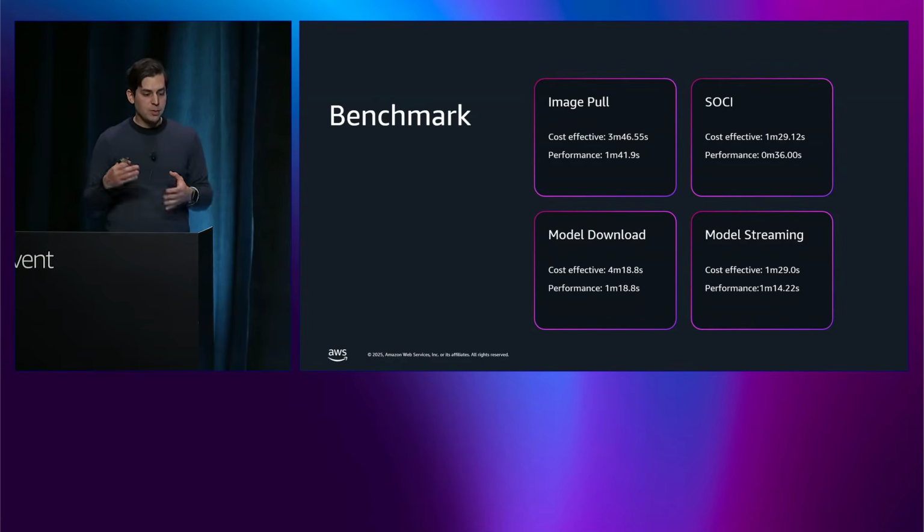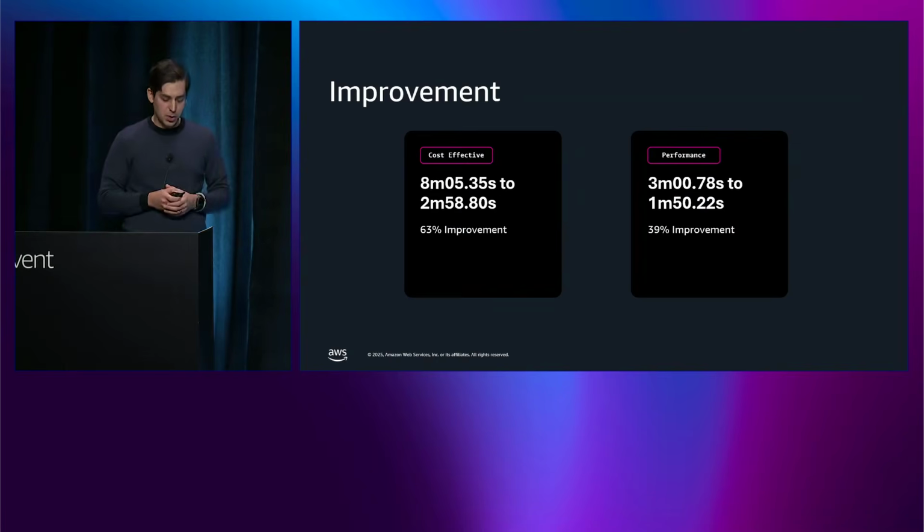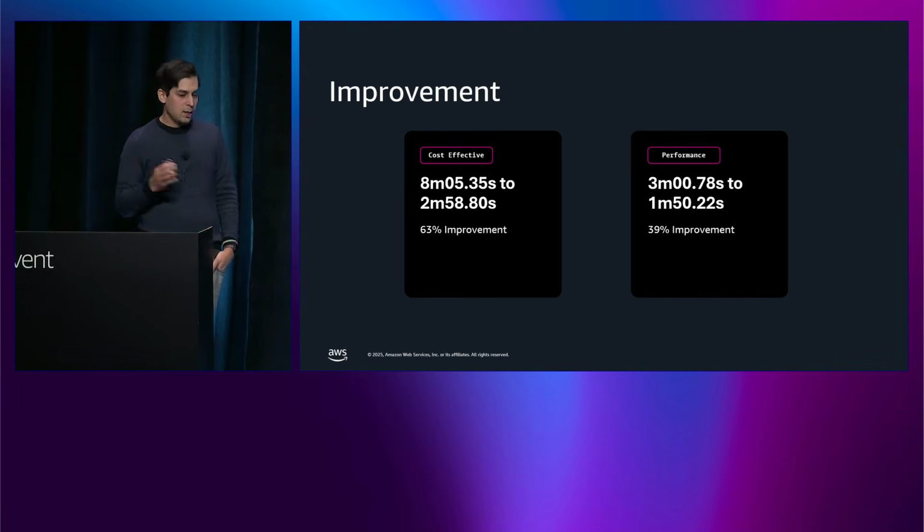And for the performant one, 1 minute 14, not much of an improvement there. Still a few things we can tweak, but this was kind of like, let's just see how well this works. So just to summarize, cost-effective, 8 minutes and 5 seconds total container start time to 2 minutes and 58 seconds, 63% improvement. And then on the performance side, 3 minutes down to 150.